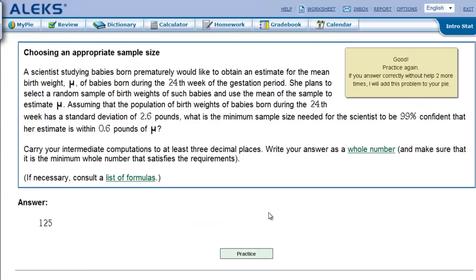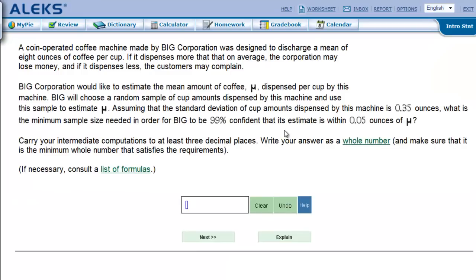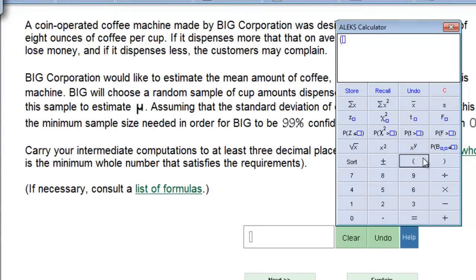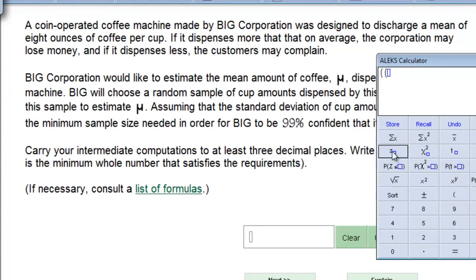Let's hit next. Okay, now I'm going to do it again. Maybe this one will be a population proportion, is it? No, it's still just a mean. So this isn't hard at all. Calculator, again, parentheses. I'm going to put in 2 parentheses. And what goes inside the parentheses? Z alpha over 2, times sigma, whatever sigma is. I'll have to put that in. And then that's going to be divided by my max error of estimate, and then I'm going to square that whole quantity.